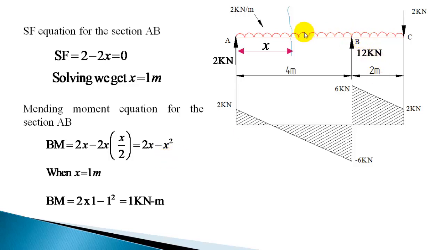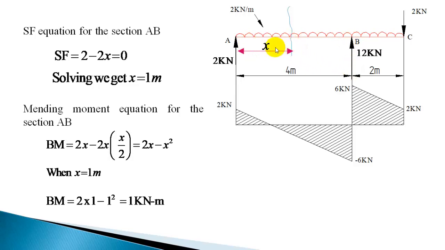After getting the bending moment equation, you can substitute any value of x to calculate the bending moment. If you substitute x as 0, you will get the bending moment at A, that will be 0. If you substitute x as 4 meter, you will get the bending moment at B: 2 into 4, 8, minus 4 square 16, you get minus 8 kilonewton meter. So bending moment at B is minus 8, that we have already calculated.